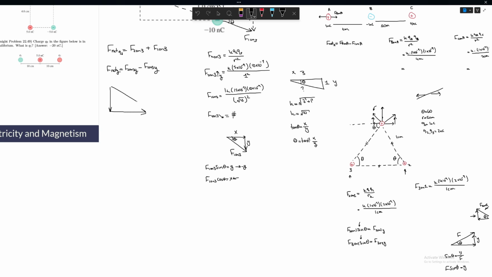So then you get, this is your actual F net. This is F net y. This is F net x, right? You can use Pythag. You get your F net here, right? Now, what is your angle? You can use your theta, right?